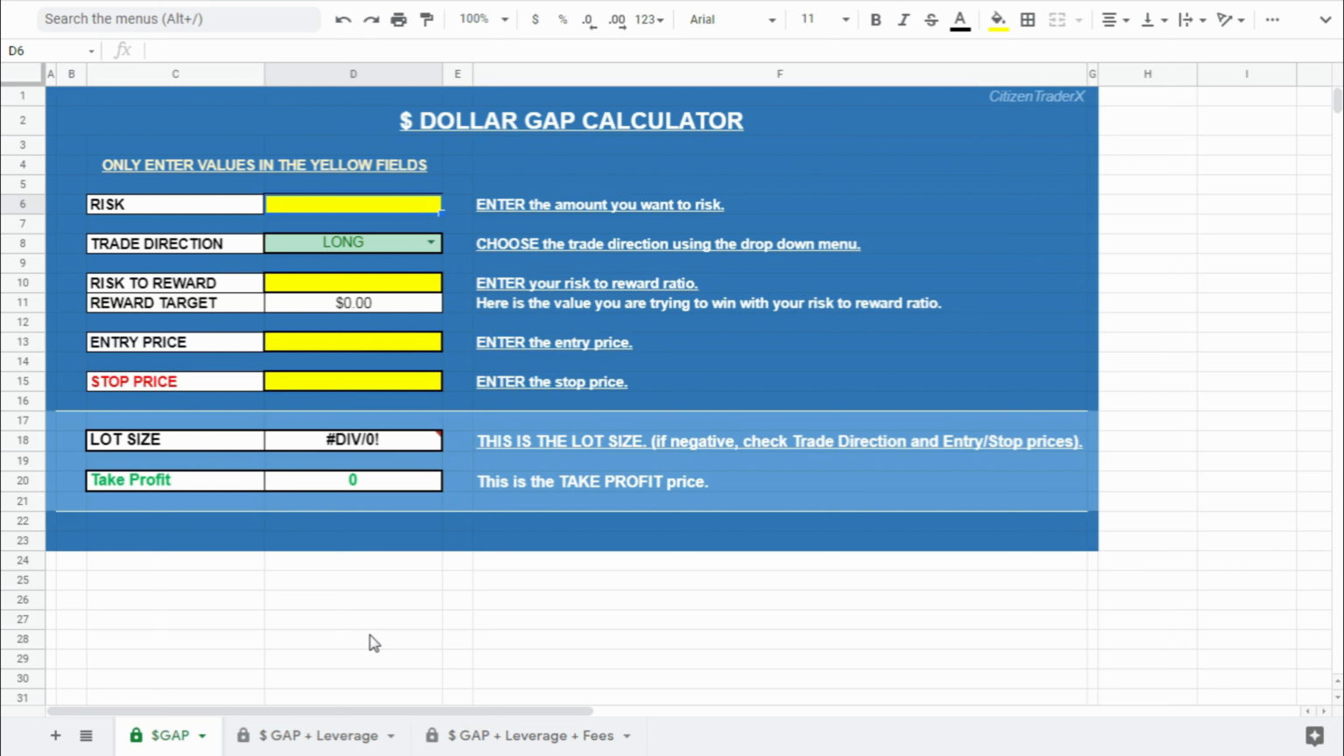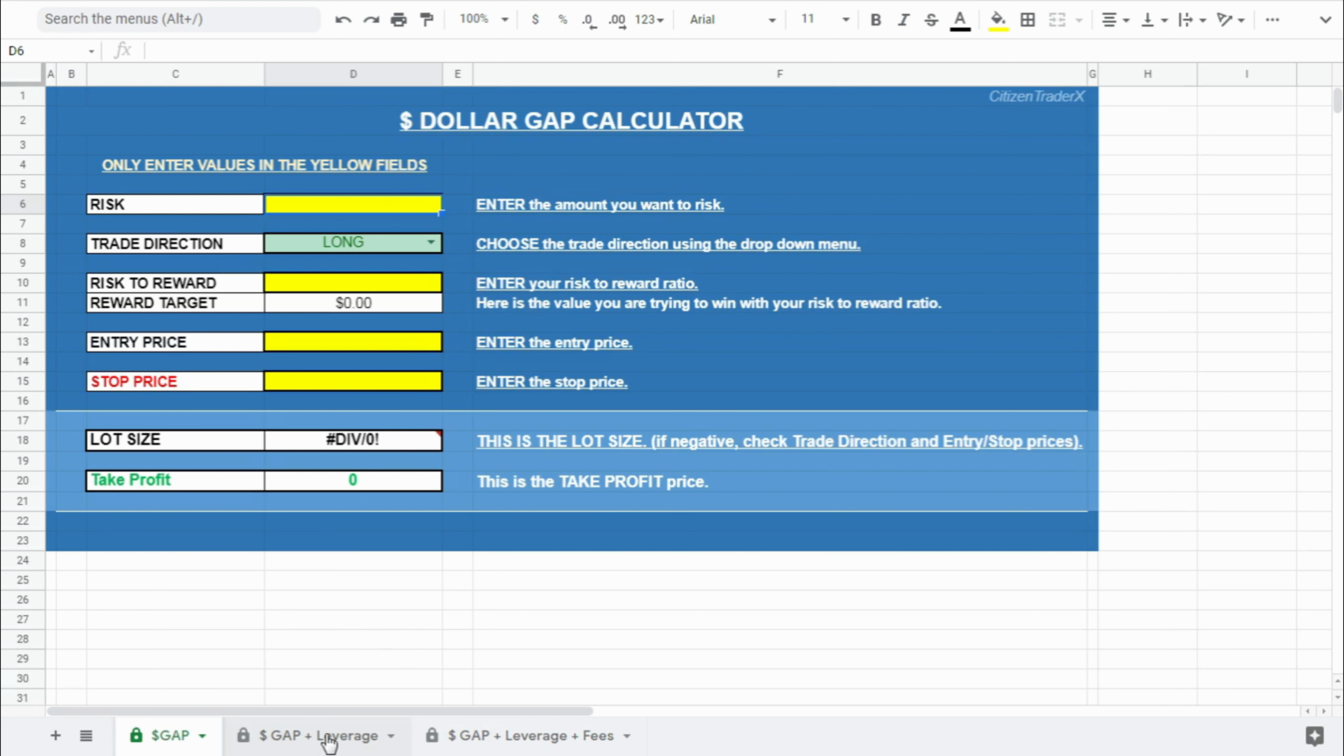I just flashed the 3 tabs, but let me quickly explain what each tab is, and then we'll go through and explain each one and how to use it. So this is the first tab. If you look down here, you'll see it's called dollar gap. Because we're using the dollar value of the coin we're trading, we're going to use Bitcoin as the example. So the difference in the dollar price is the gap, and that's how we determine our lot size.